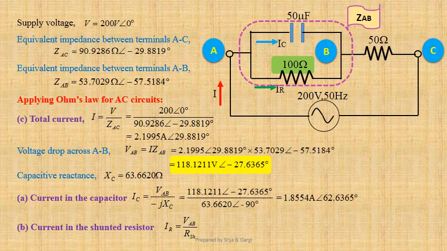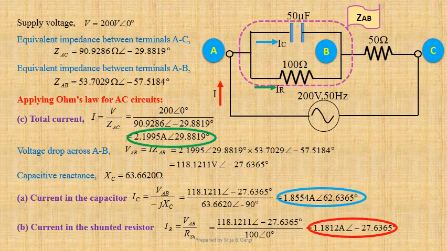Current flowing through the shunting resistor IR equals VAB divided by RSH. Using values we get 118.1211 at an angle minus 27.6365 degree divided by 100 at an angle 0 degree. That gives us 1.1812 ampere at an angle minus 27.6365 degree.